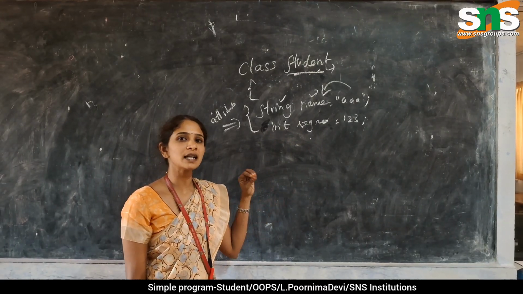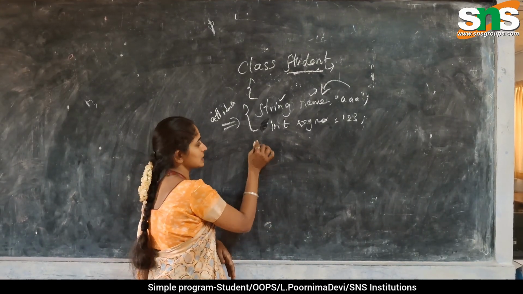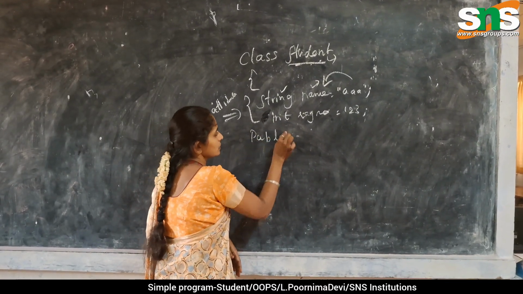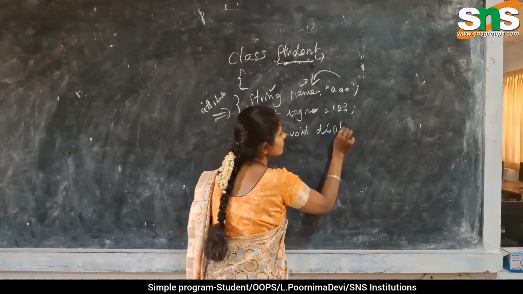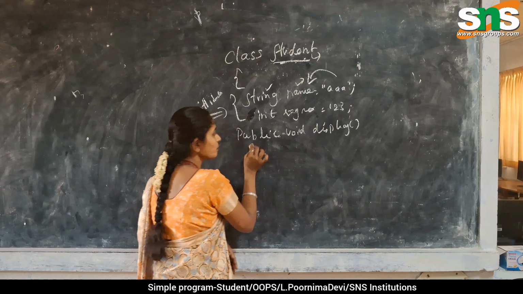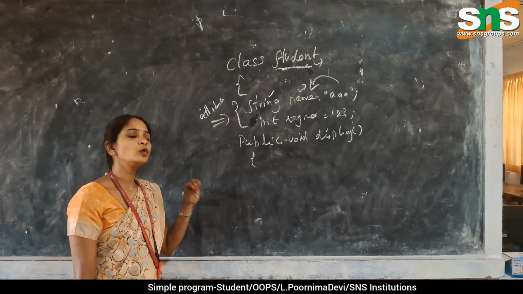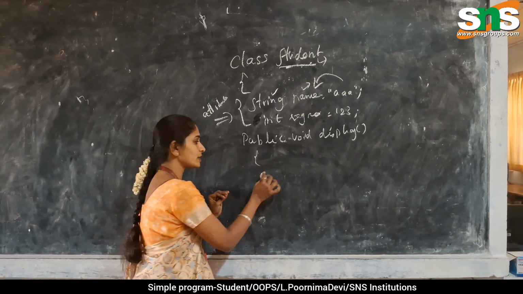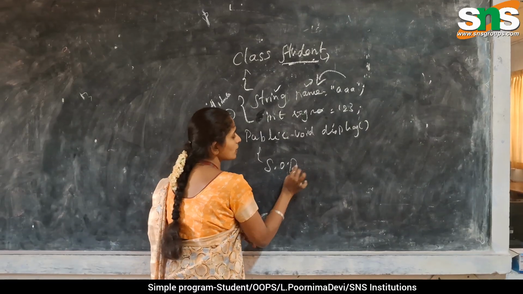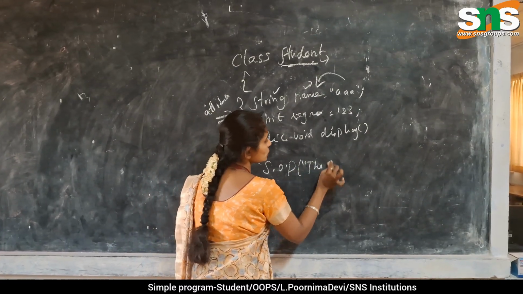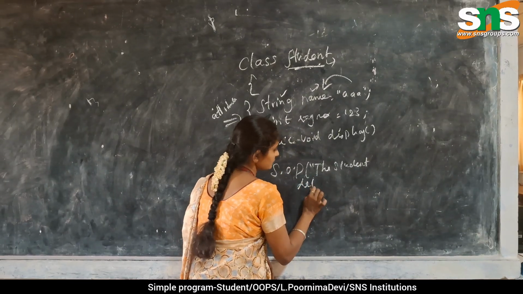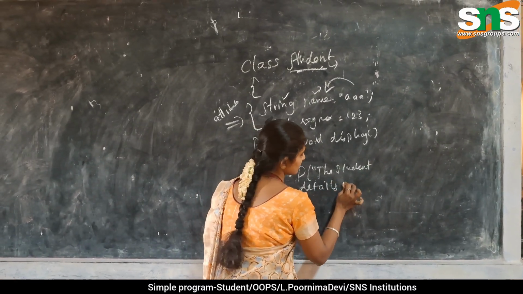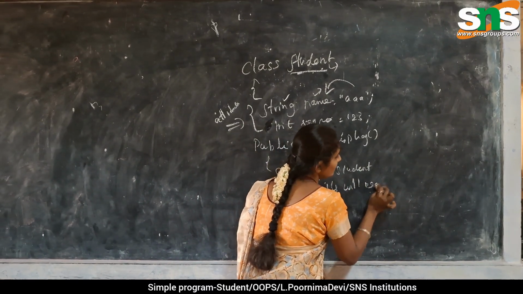After that I have to define the method. So public void display. This is the method name we have to define. In this I have to give the definition for that particular program, System.out.println. So the student detail will be displayed.